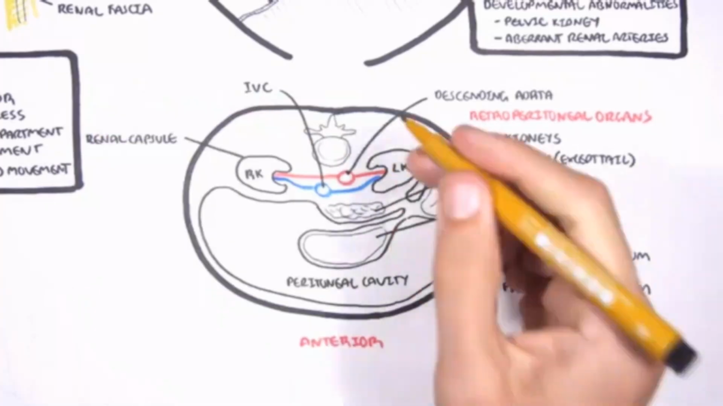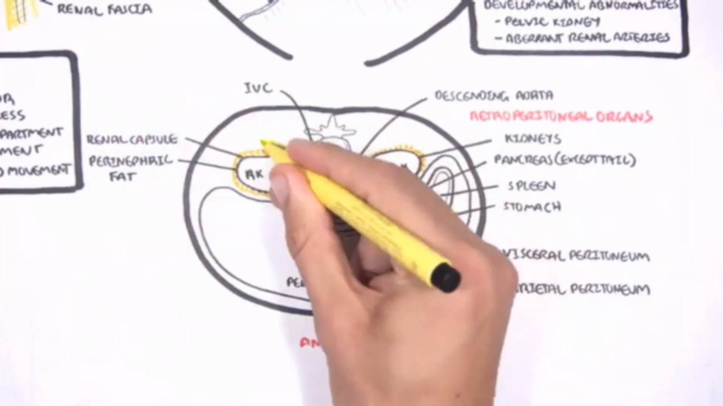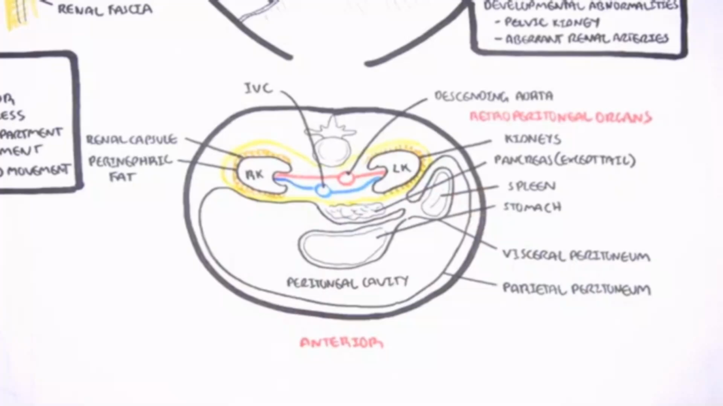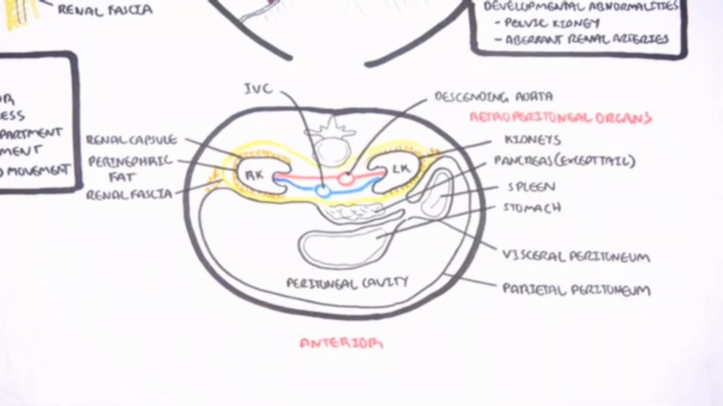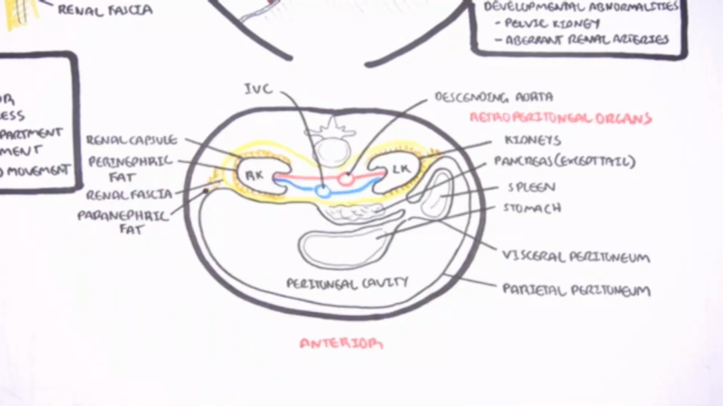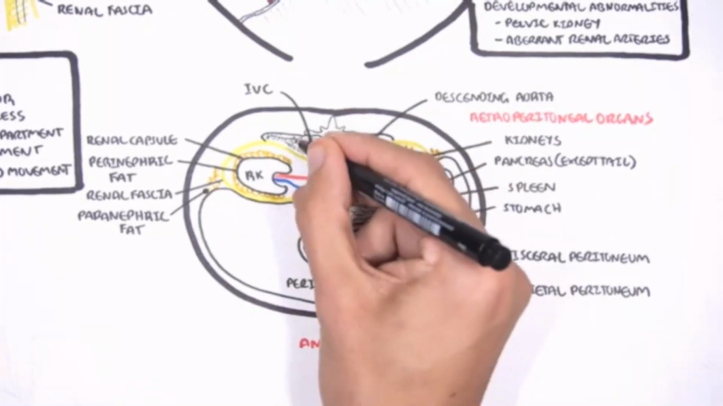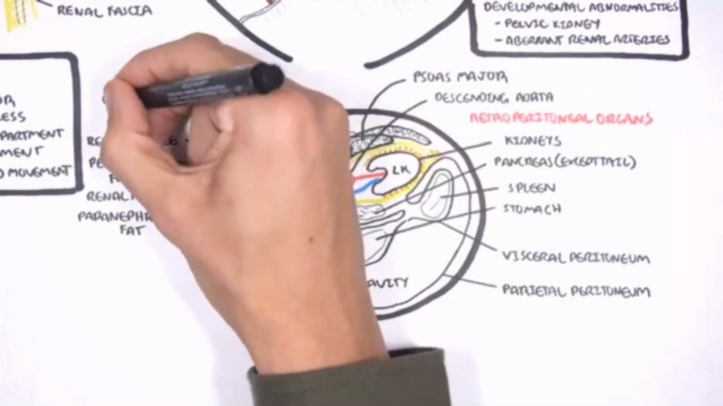The true renal capsule surrounds the kidneys. The perinephric fat surrounds the renal capsule and the kidney, and then you have the renal fascia, which surrounds everything. Those are the important layers that surround the kidneys. Now, surrounding the renal fascia, also known as Gerota's fascia, is another fat layer called the paranephric fat. So the kidneys are pretty securely positioned, not only by the ribs, but also by fat. Important muscles at the back here that attach to the vertebrae are the psoas major and the quadratus lumborum.